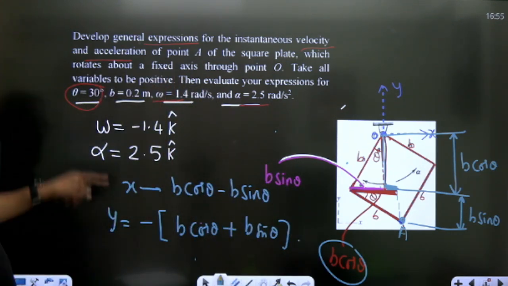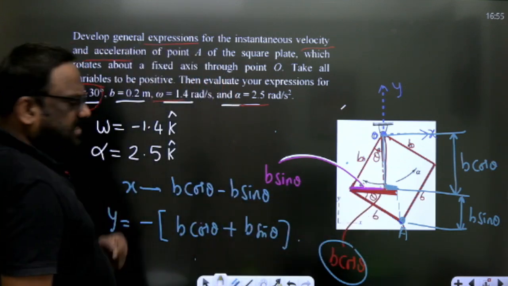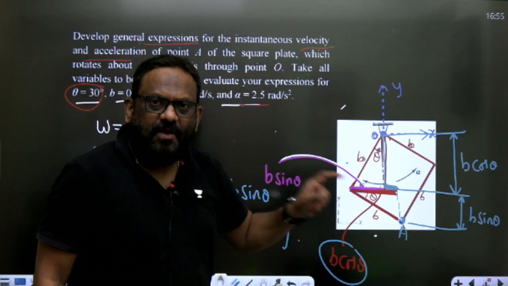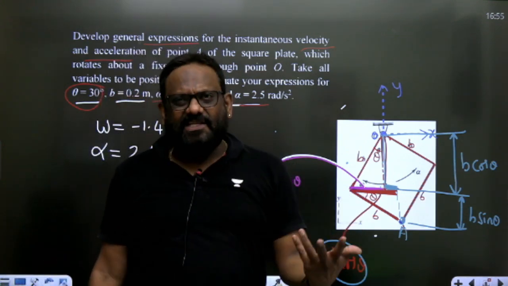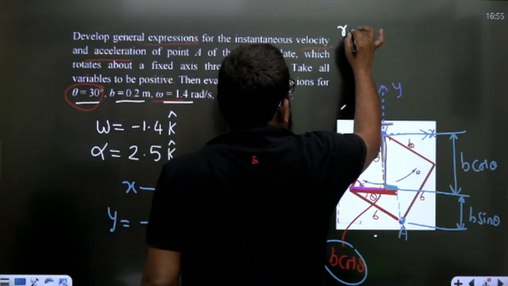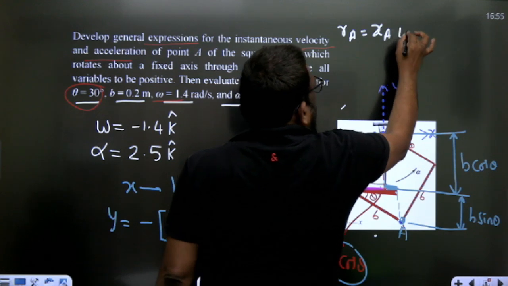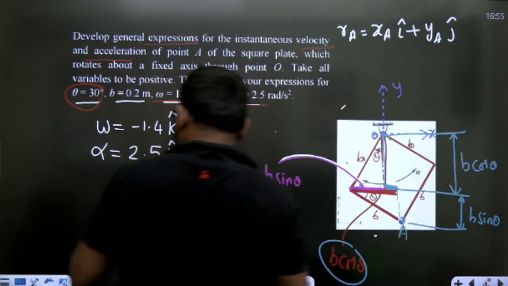Now let us put values of b is given, theta is given, let us put values. So I will get the position vector of A. Once the position vector of A is known, alpha is known, omega is known, rest is mechanical procedure. Let me write the position of A. Before the position of A is x_A i cap plus y_A j cap.